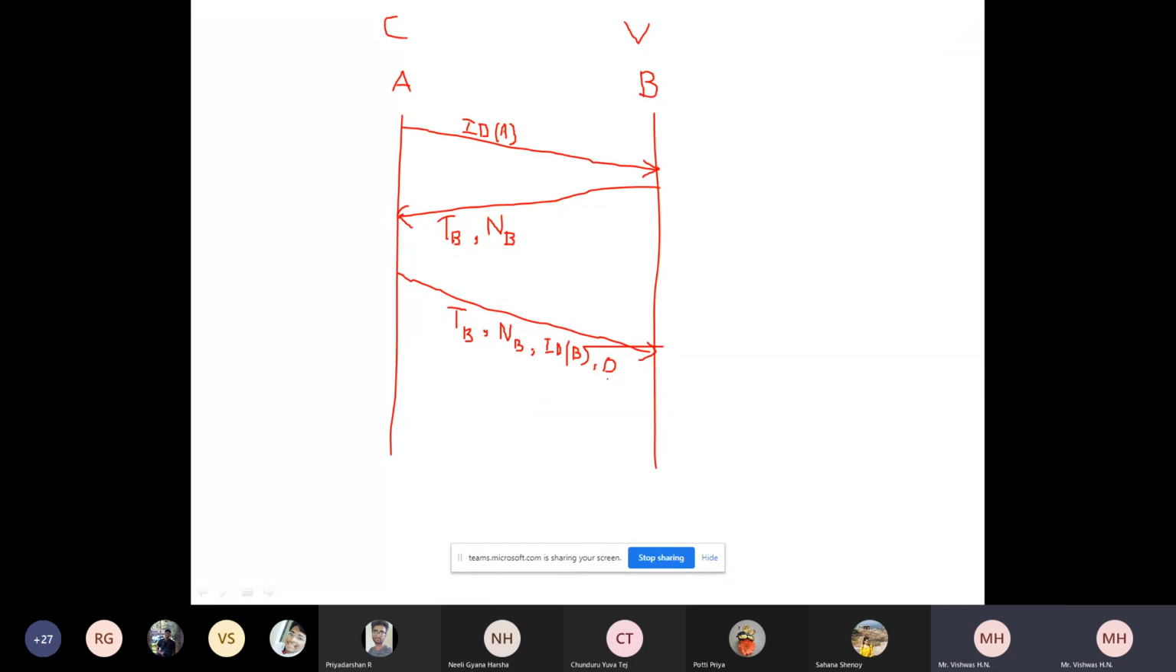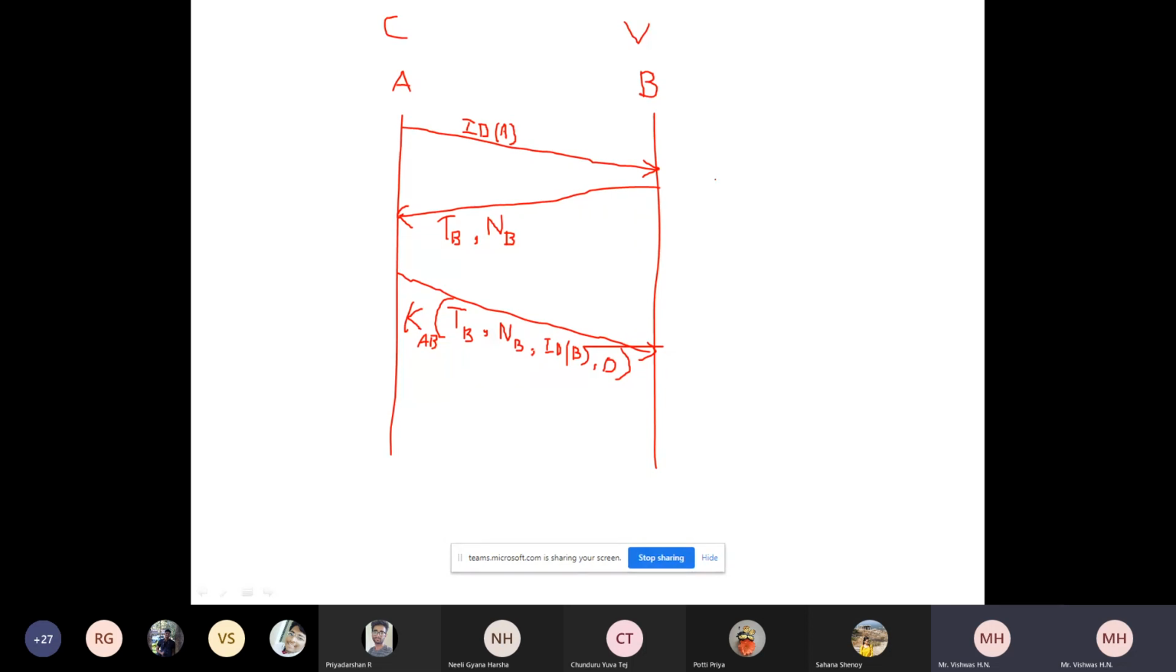First A sends its ID to B, then B sends timestamp of B and nonce of B. Nonce is a random number. Then as a response, A will send timestamp of B, nonce of B, ID of B, and information or data to B. All these are encrypted using a shared key AB. Using a shared key means it is a key which is symmetric. That means A will encrypt all these things using key AB and send it to B.